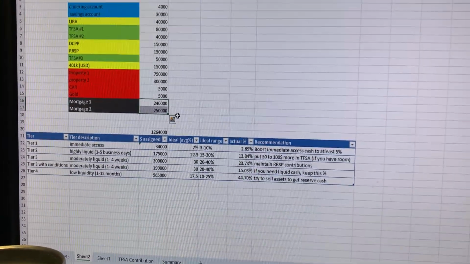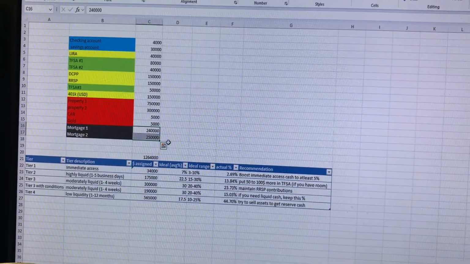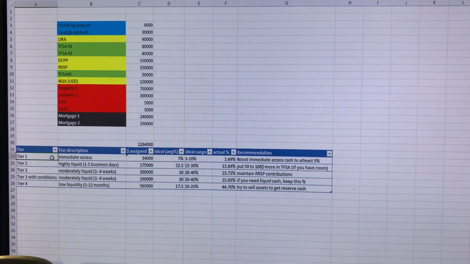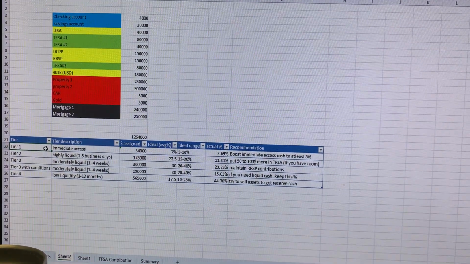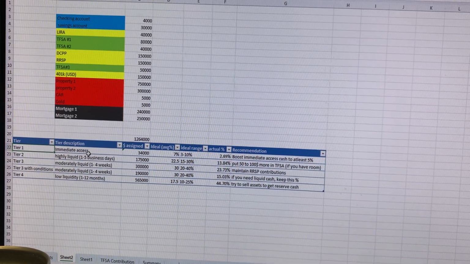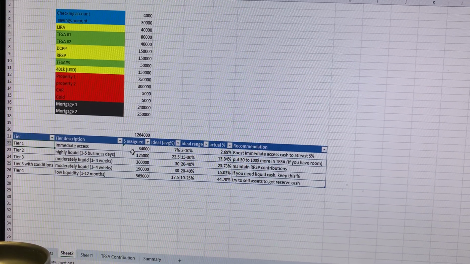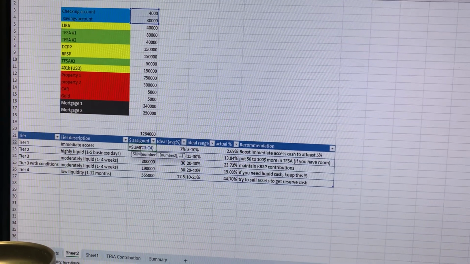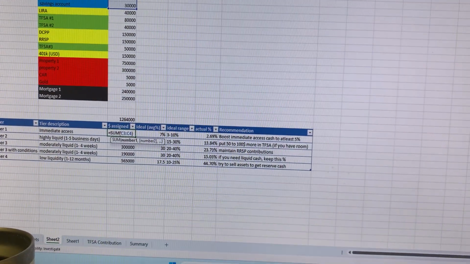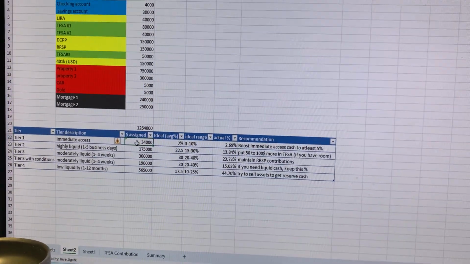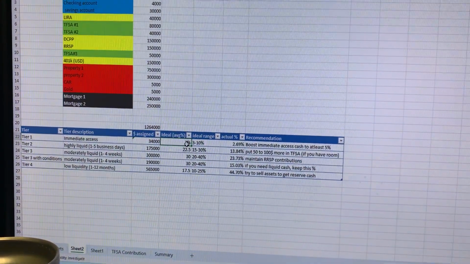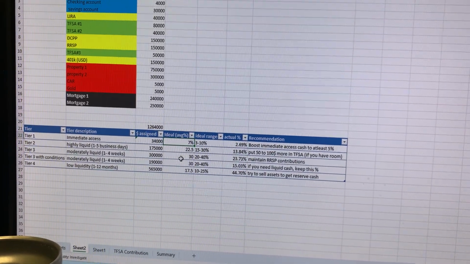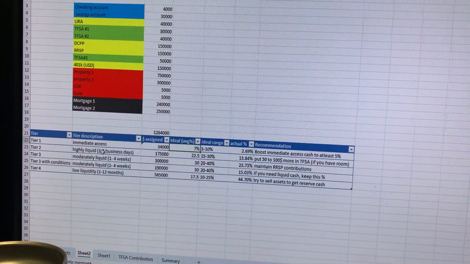Typically, I classify these into different tiers, right? So tier 1 is your immediate access cash, so something that you can really spend right away, typically within a day. Less than a day is something that you would have. In this example, and these are not my numbers, these are examples, you have around $34,000 in cash. That roughly amounts to around 7% of your net worth. 7% of your net worth is in cash. That is tier 1 type cash.